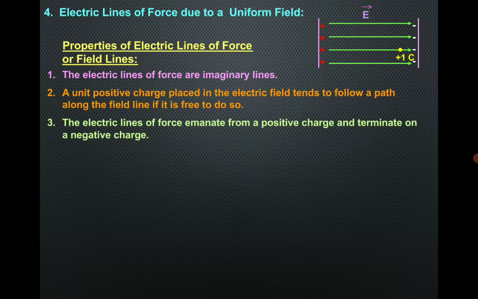Next, electric lines of force emanate from a positive charge and terminate on a negative charge. So electric field lines do not form closed loops. They emanate from positive charge and terminate on negative charge, as you could see in the previous slide. And here also you can see.